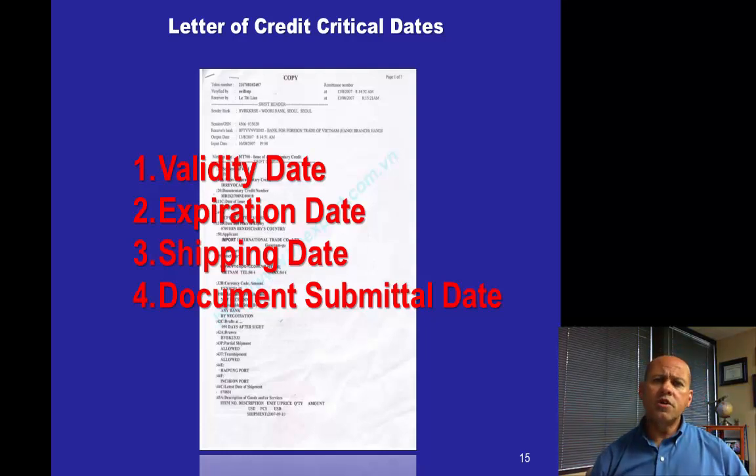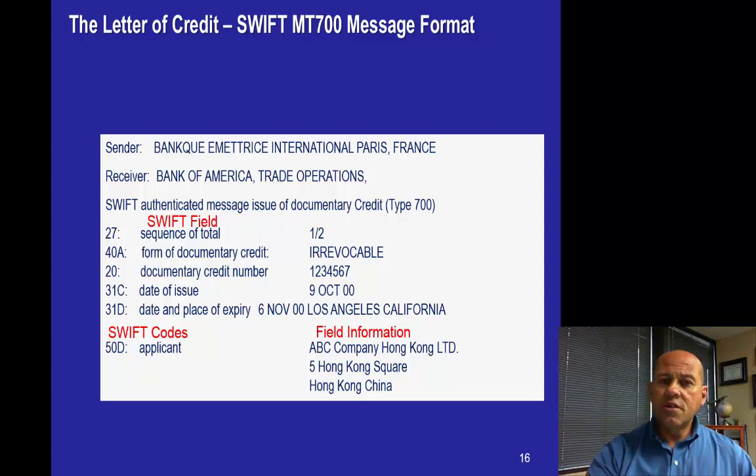So the next thing we're going to go over is the MT700. This is called the SWIFT MT700, and it's basically the message format of a letter of credit. So you can kind of think of this as the roadmap for how a letter of credit is put together. It starts out with the sender name, in other words, the bank that's issuing it, who the receiving bank is, what the SWIFT code is.